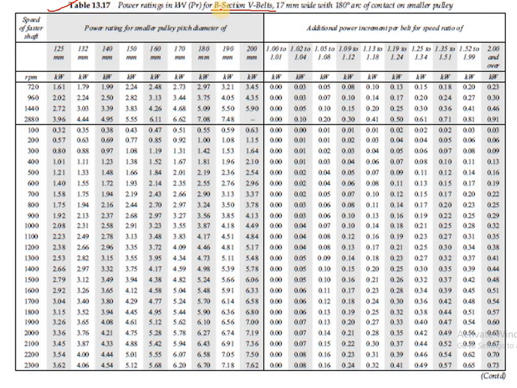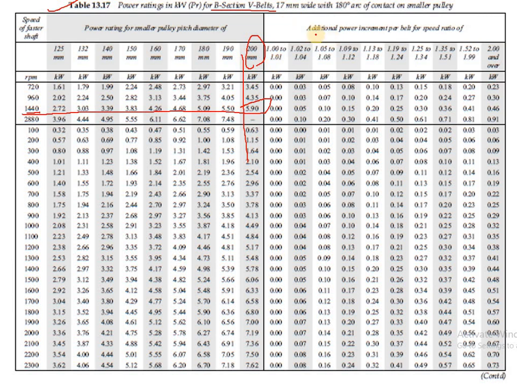Now this table is for B section and V belt. It depends on the speed of the faster shaft. The speed of our faster shaft, N1, is 1440, and the diameter of the smaller pulley is 200 mm. So you have to use this column and this row. 5.90 is the intersection value, so this will be your power rating.